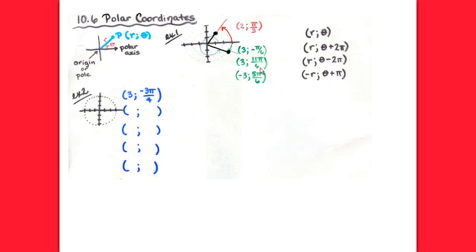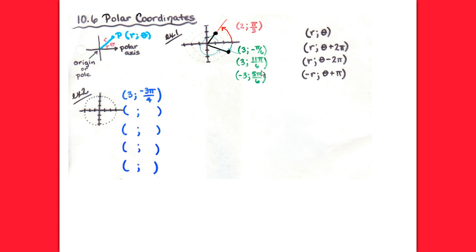Remember we said that if you added or subtracted 360, or in radians, if you added or subtracted 2 pi, you would get something that started and stopped at the same place. So it's the same idea here. That's why we're getting the same point when we plot 3, negative pi over 6 as we do when we plot 3, 11 pi over 6.